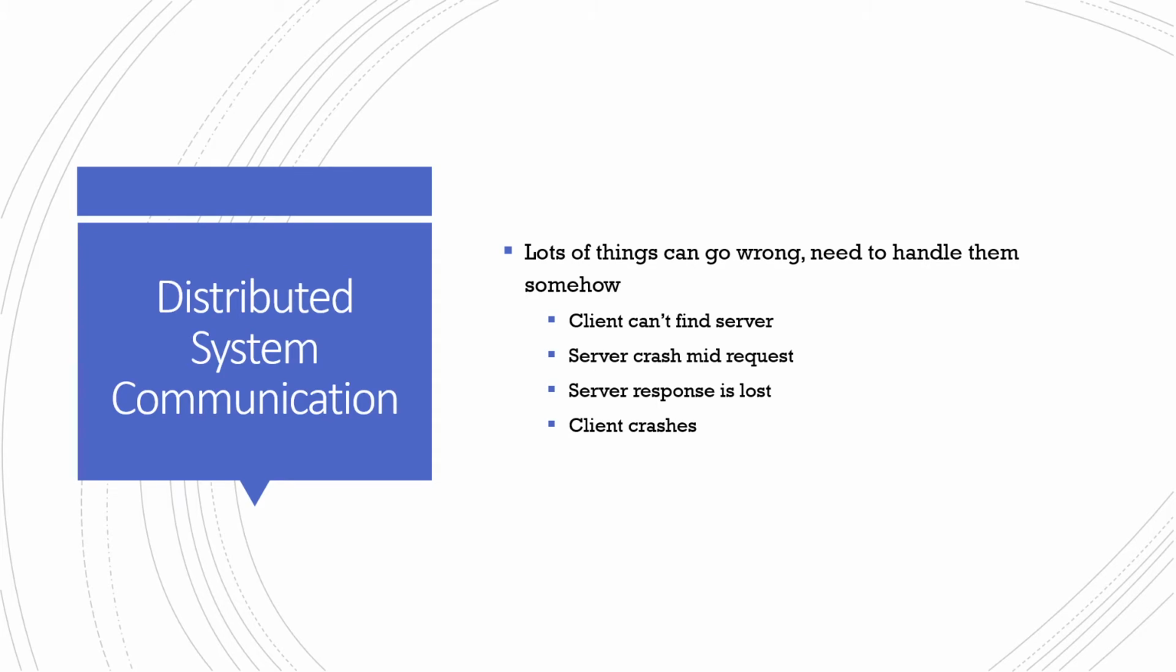These communications, when you're doing them at scale, there's a lot of things that can go wrong that you might not think about, and you need to be able to handle those. So in one case, a client can't find the server. It sends a request, but the server is not responding. So you have to have some way so that the client can find another server that can serve it.